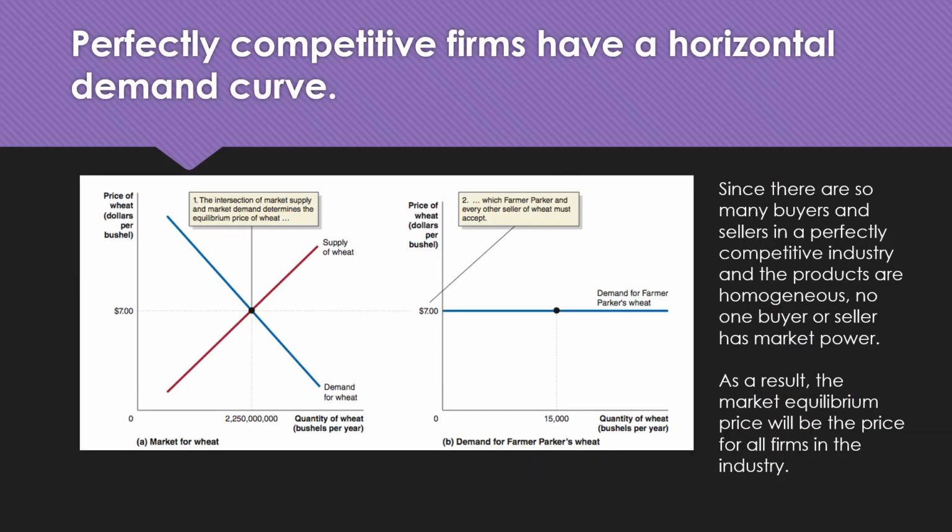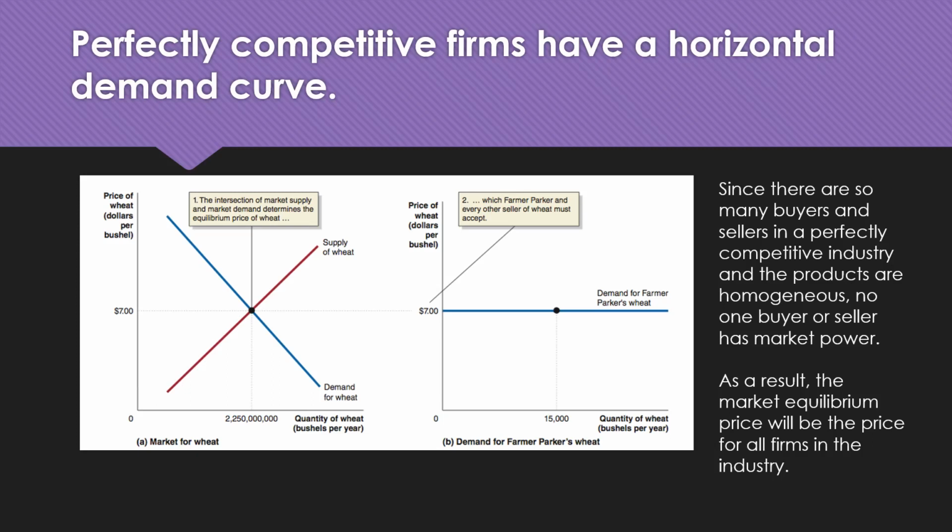So how do we end up with a market graph for an individual firm in a perfectly competitive industry? Well, as I mentioned before, firms are price takers. So since they cannot directly influence the price, it is going to be determined by the market. And so on the left, we have a graph that indicates the market for wheat. And in a traditional situation where we have the downward sloping demand curve and the upward sloping supply curve, the market equilibrium point is going to occur where quantity supplied is equal to quantity demanded.